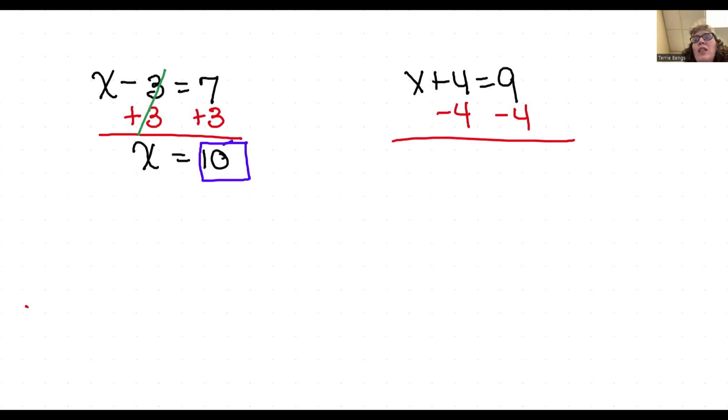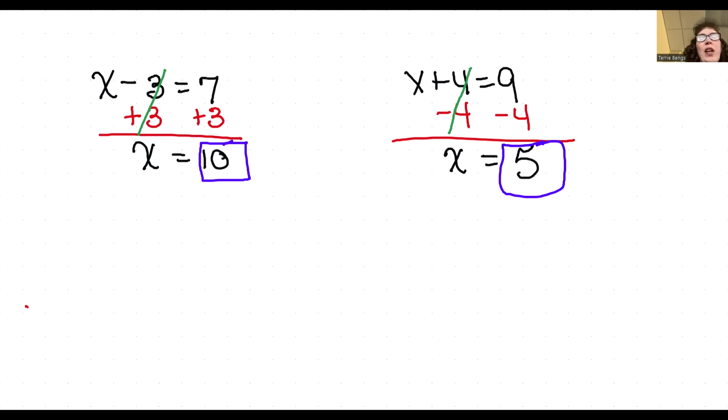When we do this, this will cancel out our 4's because plus 4 and minus 4 make a 0. Then we're going to be left with x equals, and 9 minus 4 is 5. So our answer here is x equals 5.